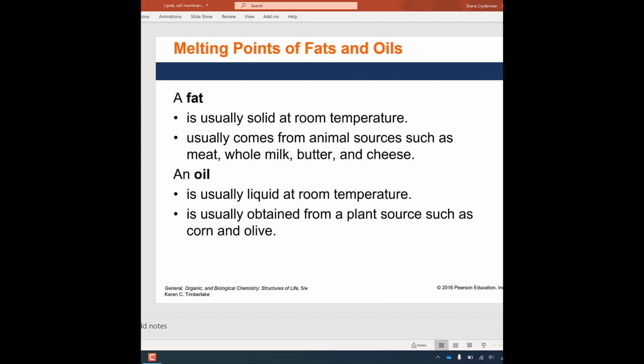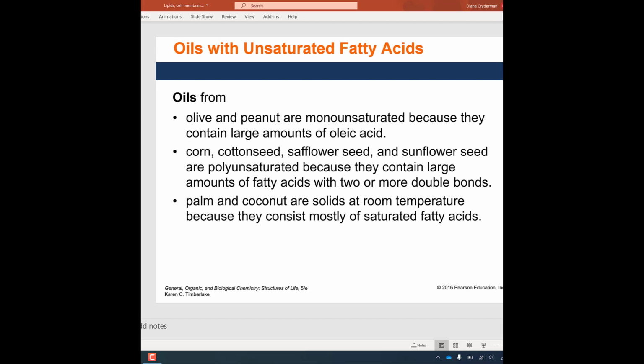But in chemistry, that's a little bit too simple. So oils like from olive and peanuts are typically monounsaturated because they contain a lot of oleic acid. Corn, cottonseed, safflower seed, sunflower seed are polyunsaturated because they contain large amounts of fatty acids with 2 or more double bonds. Palm and coconut are solid at room temperature because they have a lot of saturated fatty acids.